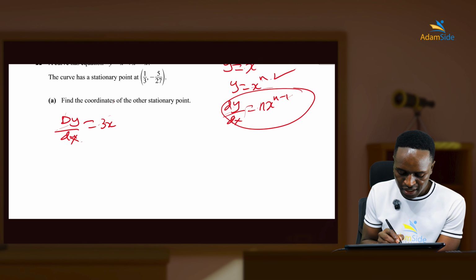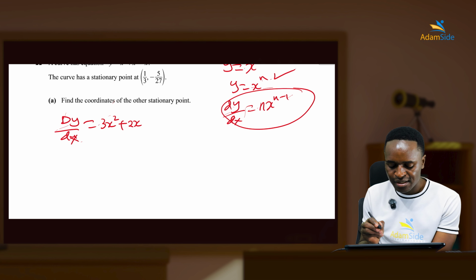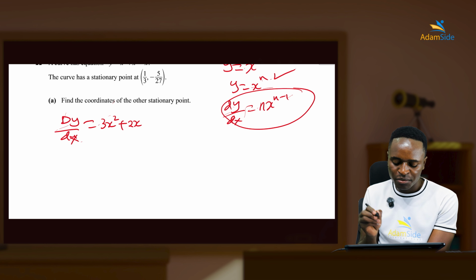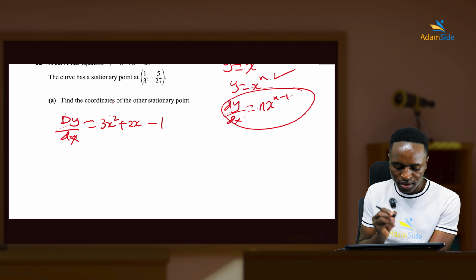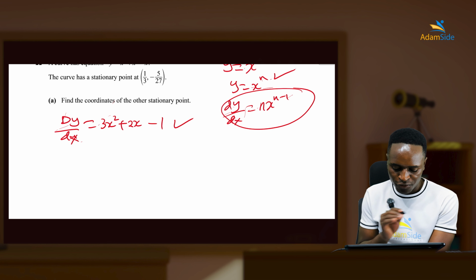So using this formula, it will be 3x, 3 minus 1 is 2, plus 2 times the coefficient, 2x, 2 minus 1 is 1, and then x is 1, anything to the power 0 is 1, so minus 1. This is our equation. When you show this, you get the answer for sure.